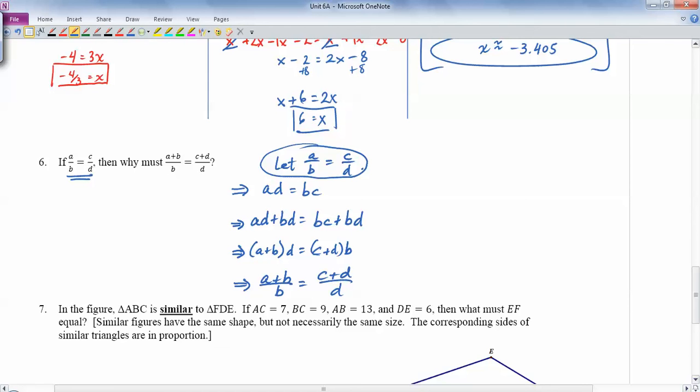Then to get to the next line, you just add BD to both sides. To get to the next line, you factor out a D and a B. And then to get to the next line, you do the opposite of cross multiplying. It's like cross dividing, I guess, in a way.